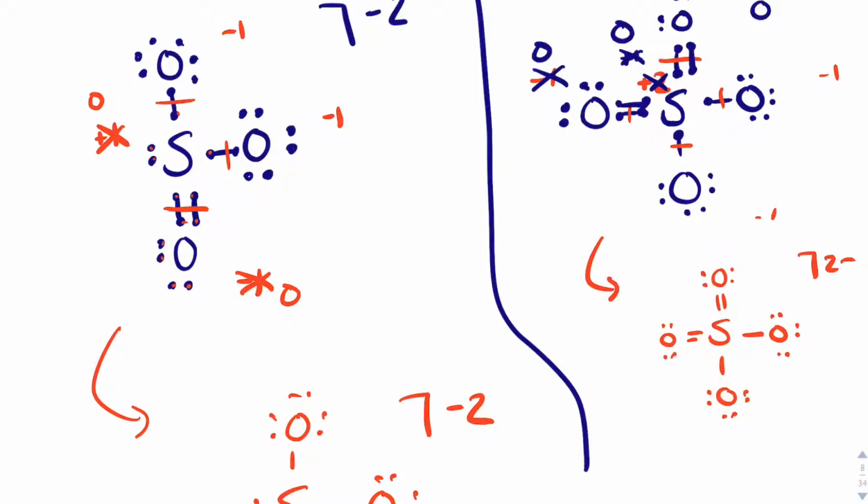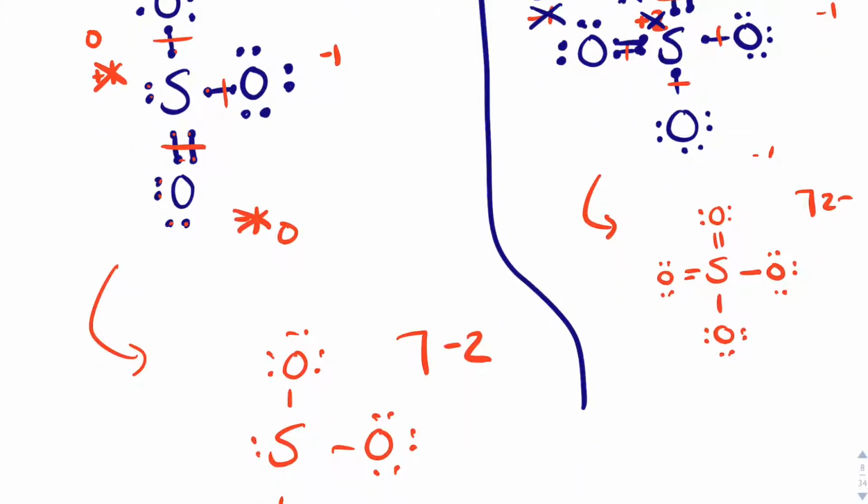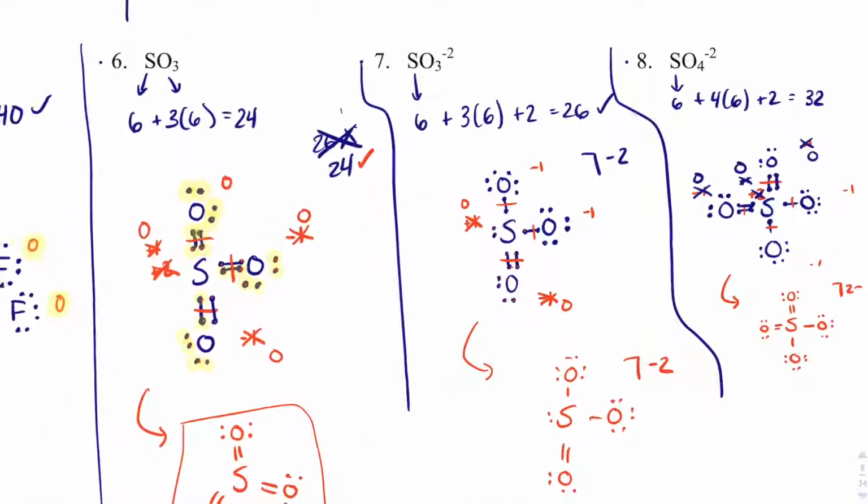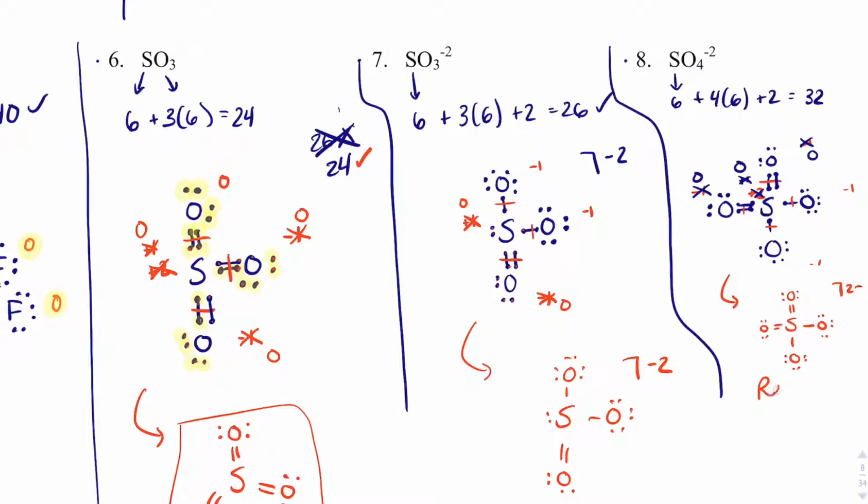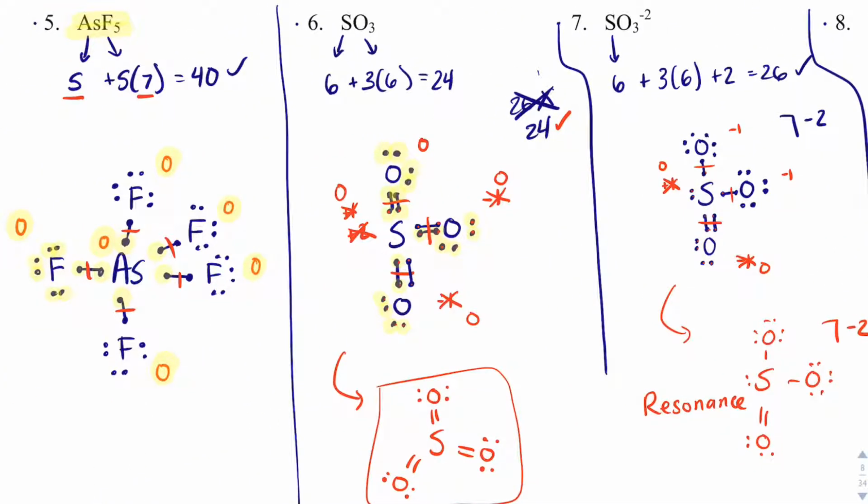And absolutely. When you have options as to where you put your double bond, that means you have resonance. So this has resonance. Sulfite has resonance. SO3 does not have resonance because I did not have an option where I put my double bonds because I was going to end up with double bonds everywhere. There's no double bonds in AsF5, so no resonance there.